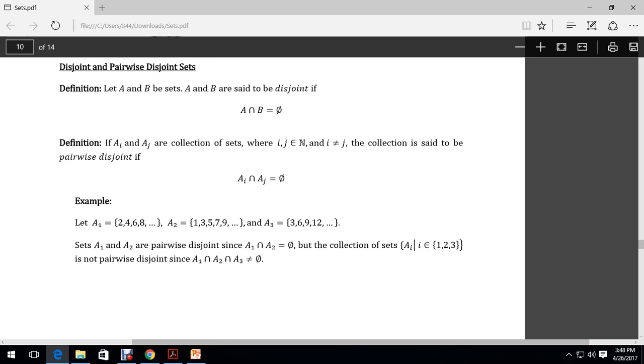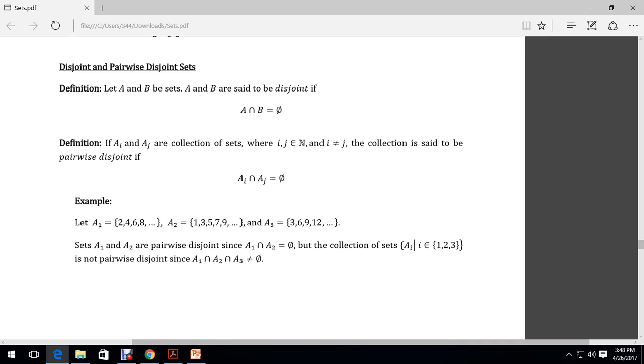Okay, so next would be disjoint and pairwise disjoint sets. Suppose we have a set A and set B, and they are said to be disjoint. What is meant by two sets being disjoint is that the intersection between these two is a null set. Disjoint means that both sets A and B have no common elements.